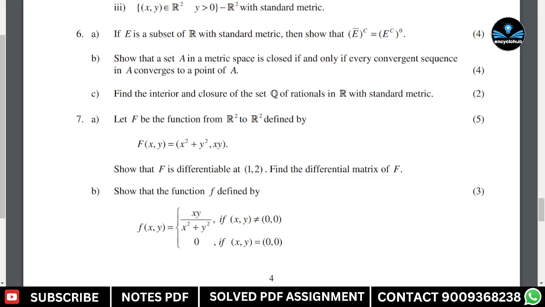Now here is question number 6a, which is: if E is a subset of R with the standard metric, then show that a set is closed in a metric space if and only if every convergent sequence in A converges to a point in A. Then find the interior and closure of the set Q of rationals in R with the standard metric. So we have solved all the answers accordingly.